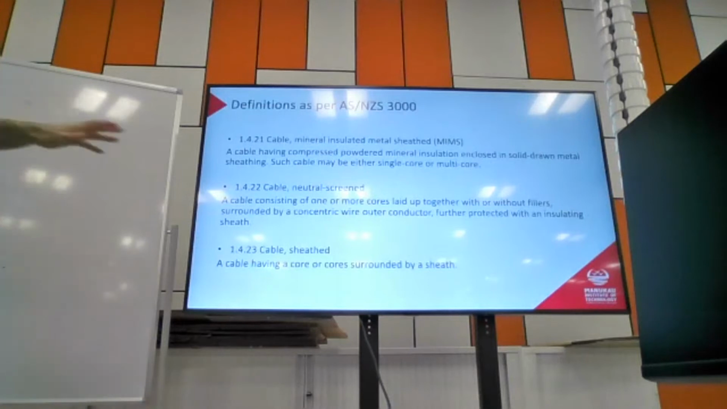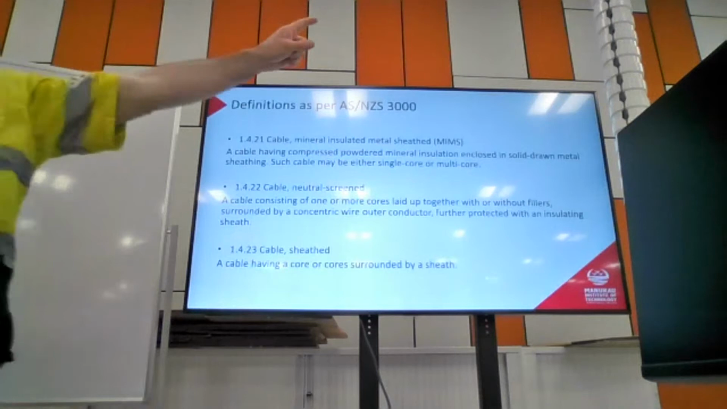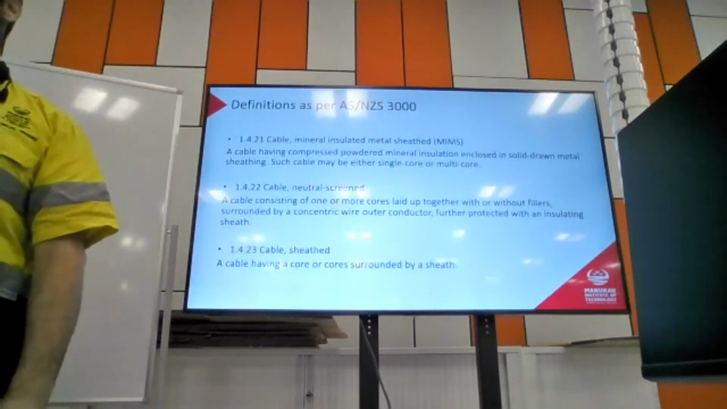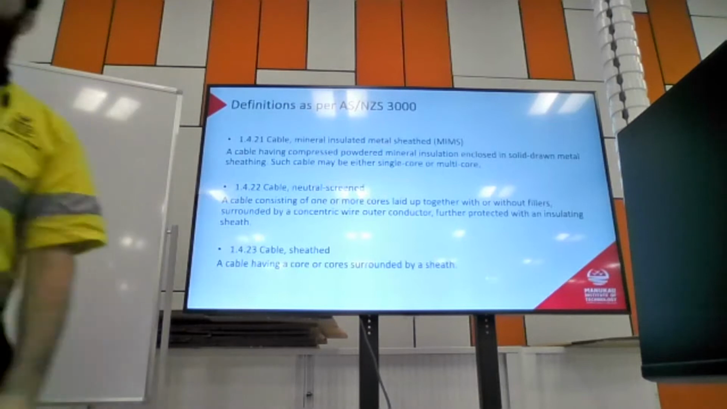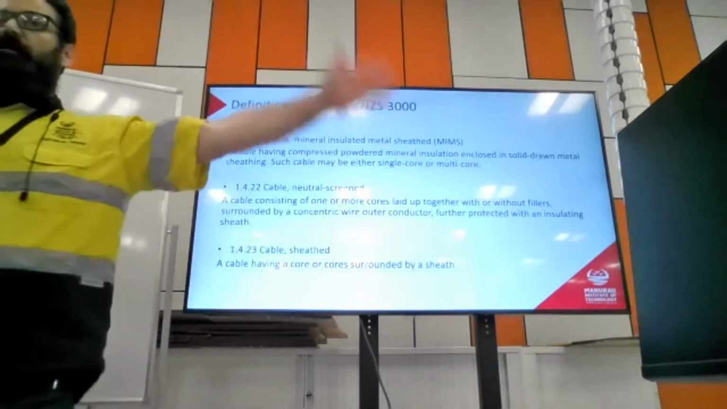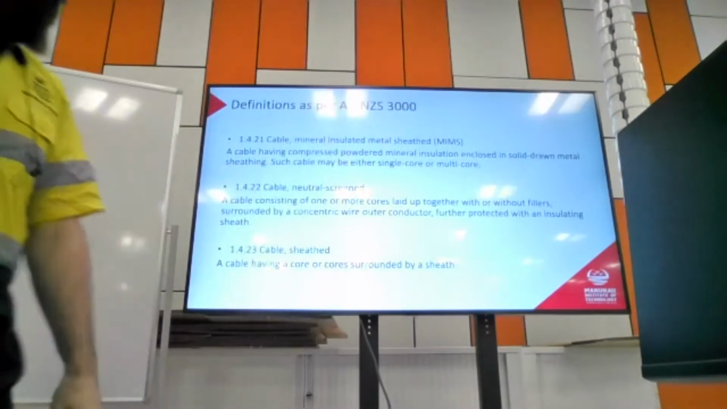And a common neutral screen, you would see just a single core with the neutral screen on the outside, but you could have multi-cores. If we were using a single core neutral screen to go into a house, why does it not have an earth in it? We drive an earth stake at the house, right? We don't need to run an earth wire all the way back to the transformer, because our earth and neutral is connected in our switchboard, and we have our own earth stake at the house. So you won't see an earth wire from the house out to the street. It will only ever be a 2-core cable.